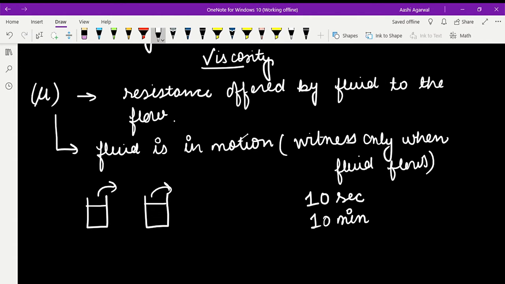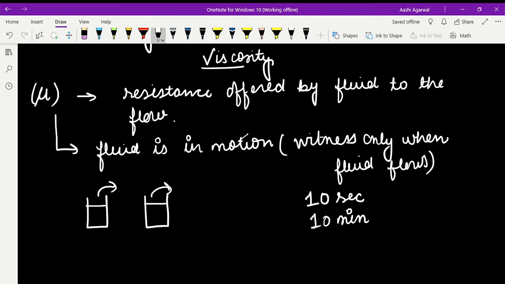Definitely, you will be observing that in a time span of 10 seconds or let's say 10 minutes, honey will not be able to cover as much distance as the water has covered. That means there is some restriction to the flow in honey. And what is it? This is nothing but viscosity. The viscosity of the honey is more than the viscosity of water. So like that, in simple ways you can understand viscosity is nothing but the resistance to flow.